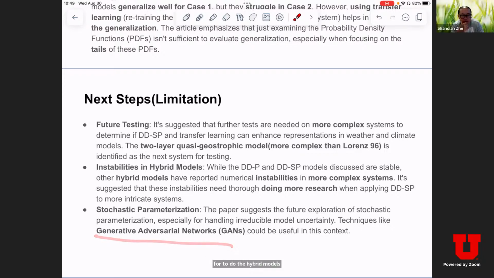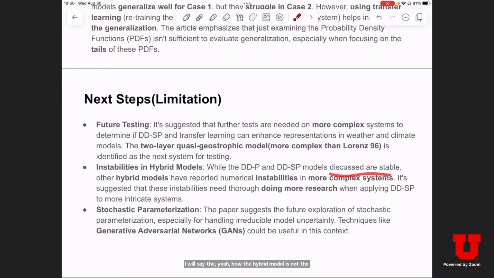We'll talk about this model for. What's the meaning of the instability? You mean running the numerical integration for other models can cause numerical instability? Or those systems can be unstable in nature? I would say the other hybrid models are not stable, because the DDSP and DD models discussed are stable. It doesn't include these two models. So the other hybrid model means the DD model, I think.